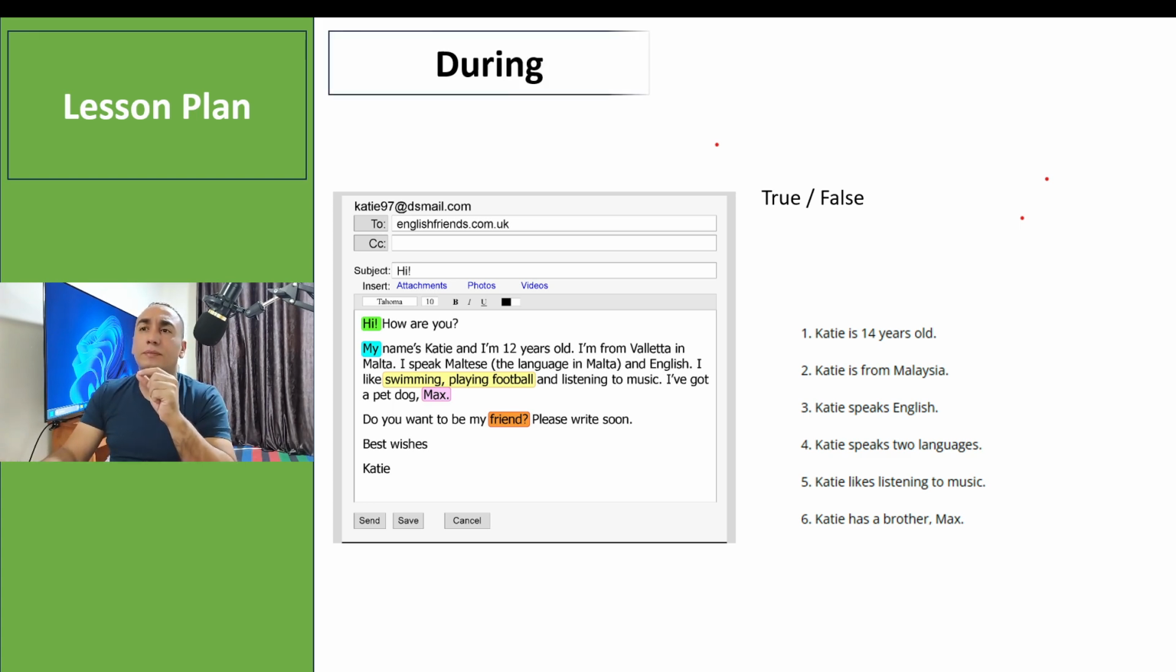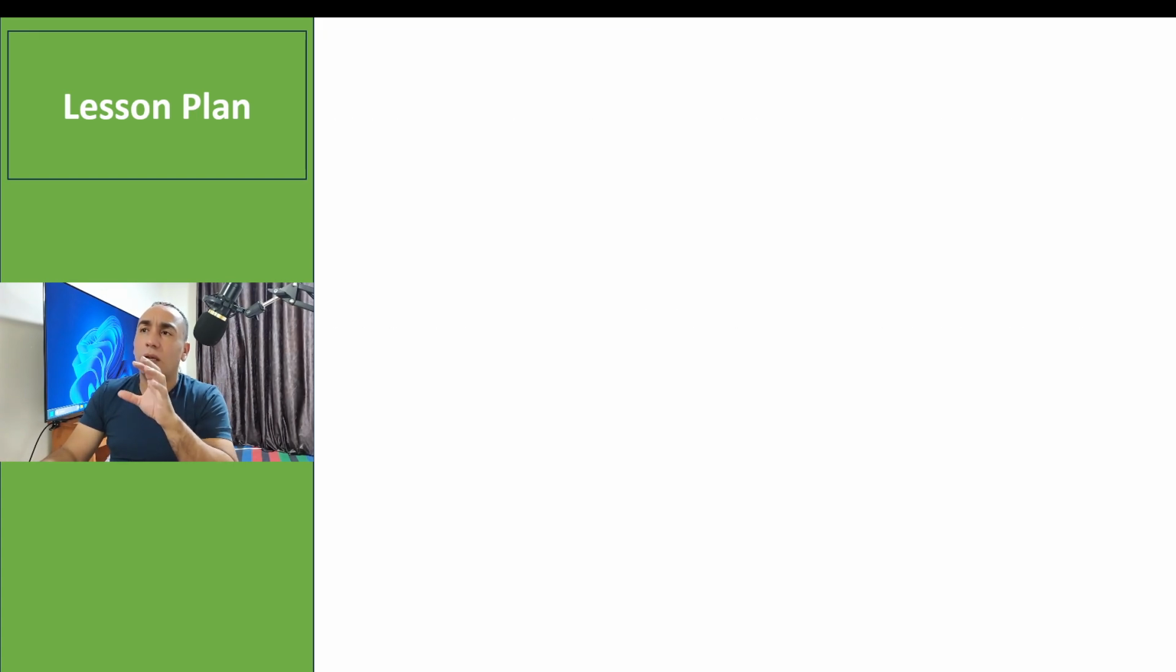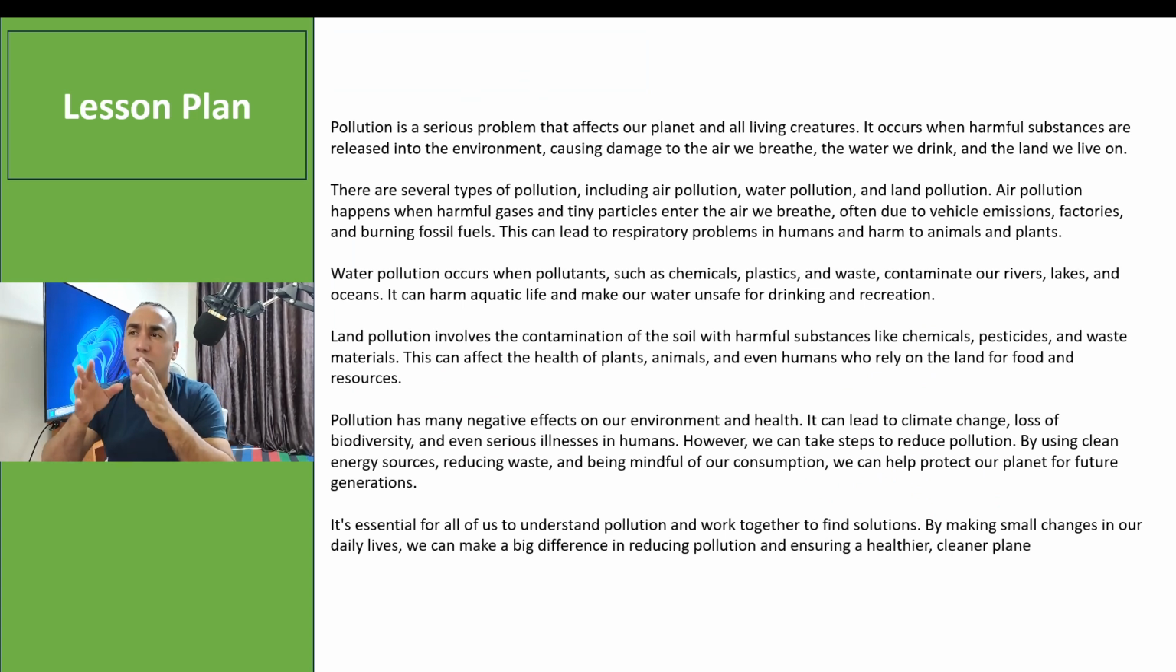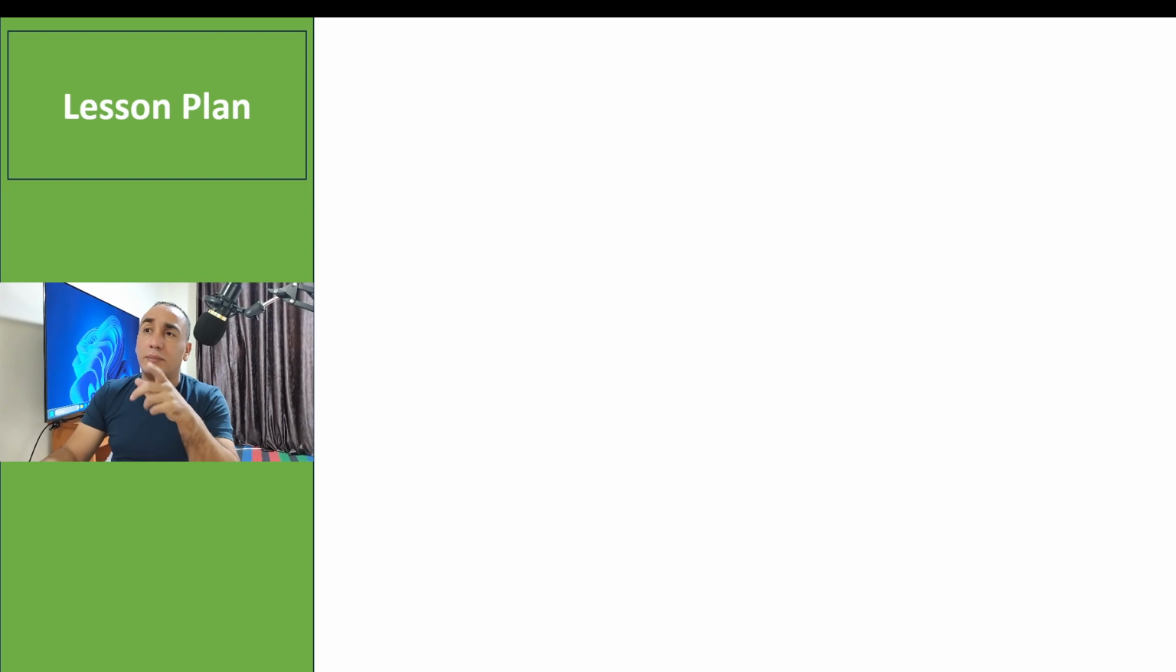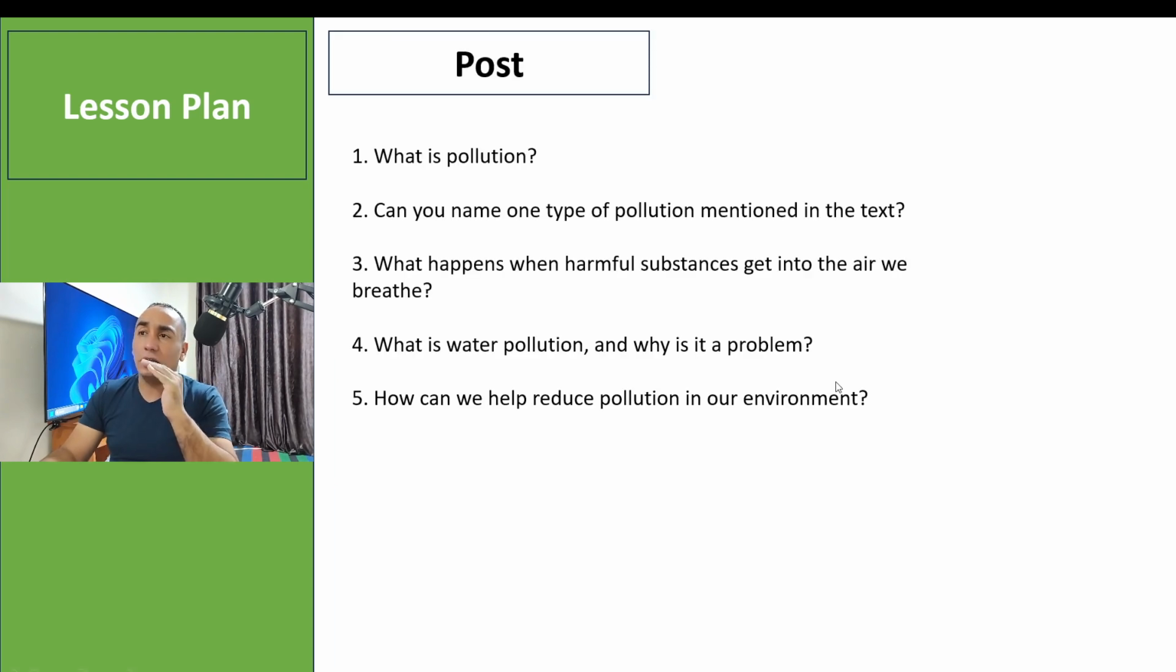So, for example, if we talk about pollution, I have this text, because the most important element in the read and write is the text you are going to provide. Let's say pollution, I'm going to provide this text. It's way better to put it in a worksheet and distribute it to your learners, and learners are going to find the questions and try to answer. For example, for this text, I put a simple question like, what is pollution? Can you name one type, etc.